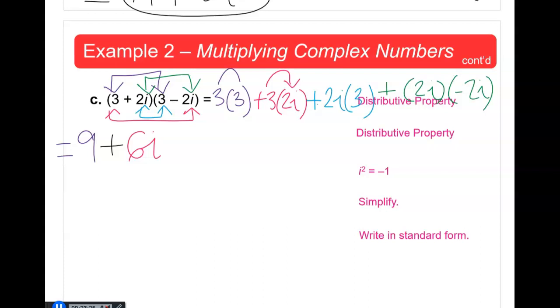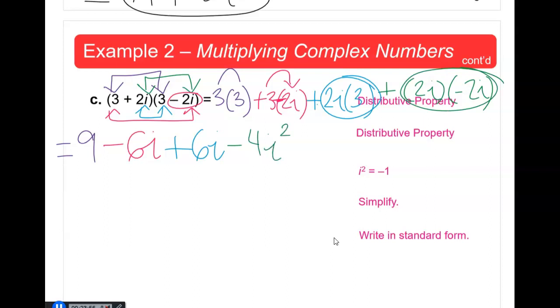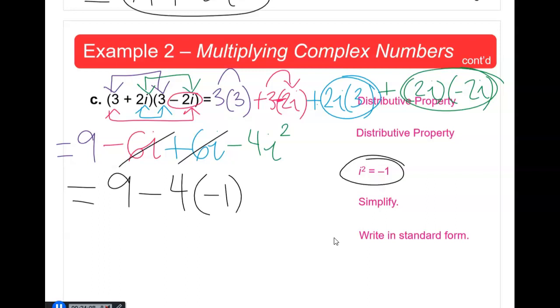Hold on, I feel like I'm missing something here. Okay, yes, this should be negative right here, because it was 3 times negative 2i, so then this one should be negative 6i. Then from here we're going to get positive 6i. And then from over here we're going to get negative 4i squared. So you can see clearly that those two will cancel, they're opposites. So we're going to have positive 9 minus 4, and then we'll have to replace that i squared with negative 1. Remember, every time you see i squared. And so now we're going to have 9 plus 4, which is 13.